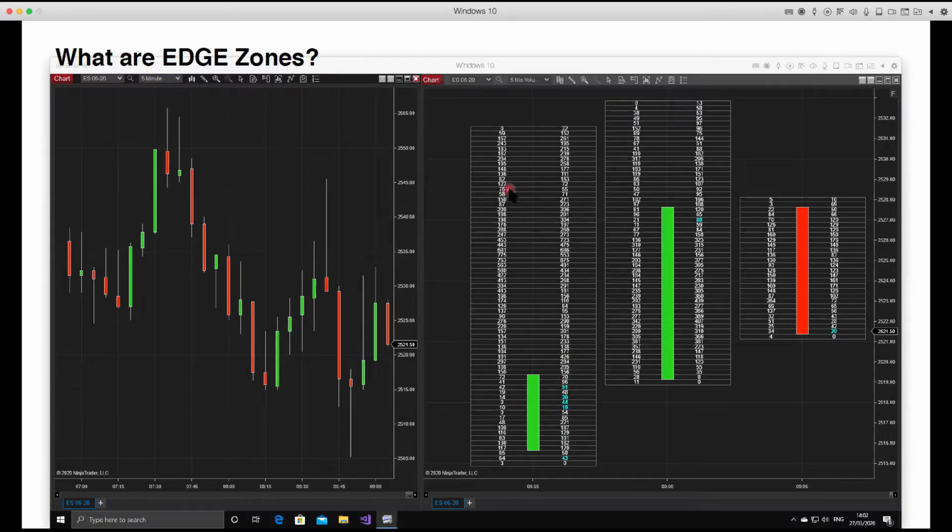So we can immediately start to filter and qualify the aggression at each price level within the candlestick by using a footprint chart. But one of the things with a footprint is it takes up quite a lot of screen space, and we're not really interested in every number. We're interested in patterns within the numbers.